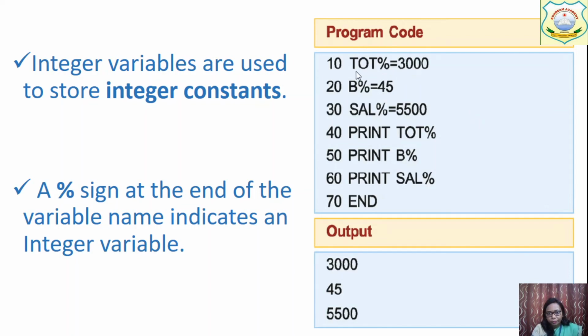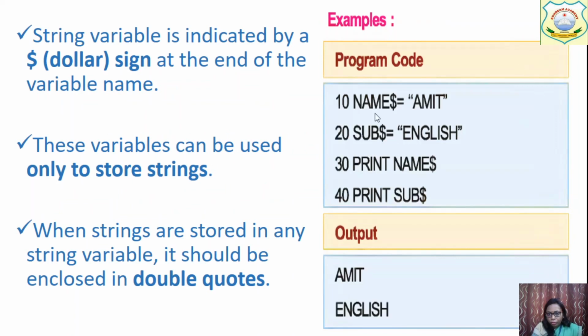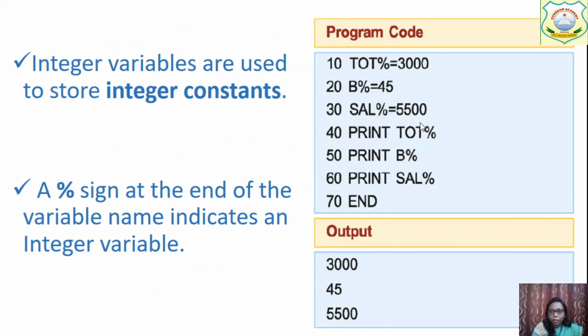See the example. TOT percentage. This is an integer variable. What value are we going to give it? Here 3000. See, 3000 is not a string, it is a number, so it is not enclosed between double quotes. Got it? Whenever we talk about a string, we should put it in double quotes, but when we are talking about numeric values, we will not put double quotes. Okay, this is the difference. Now for integer variables we will put the percentage sign. So as soon as a dollar sign comes, you know this is a string variable. When a percentage sign comes after any name, you can recognize it is an integer variable.